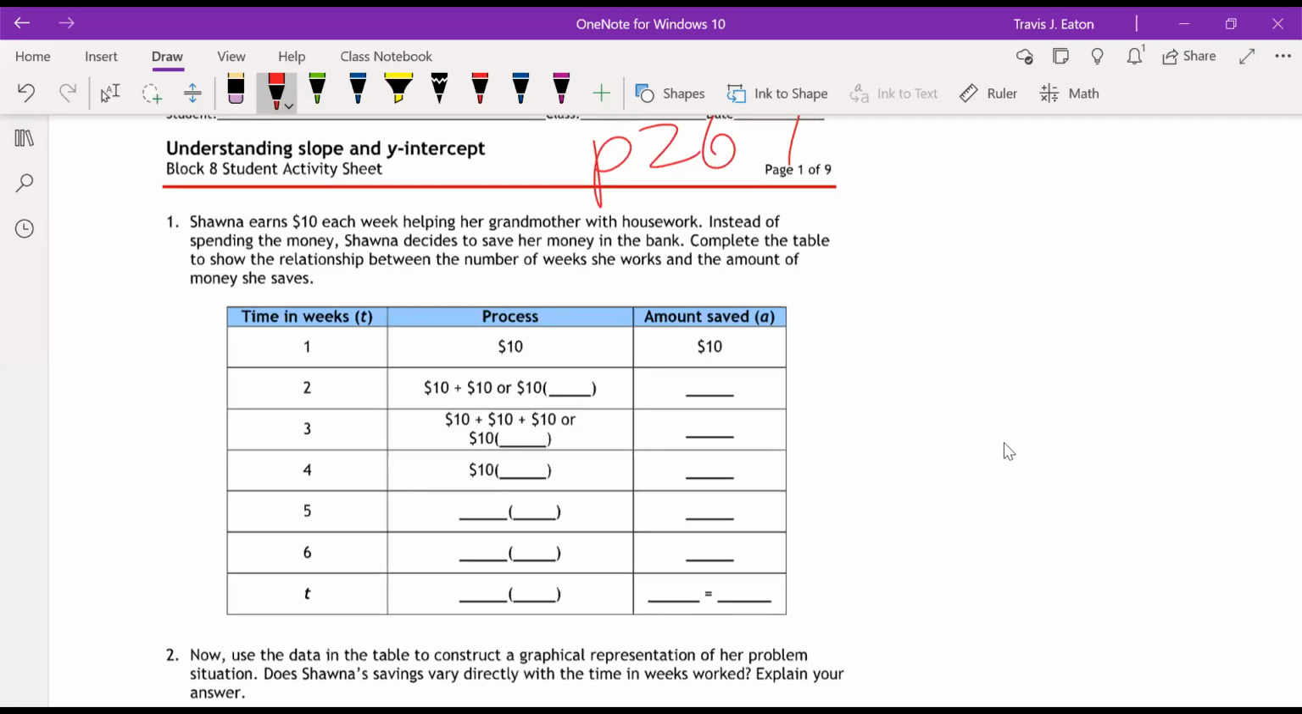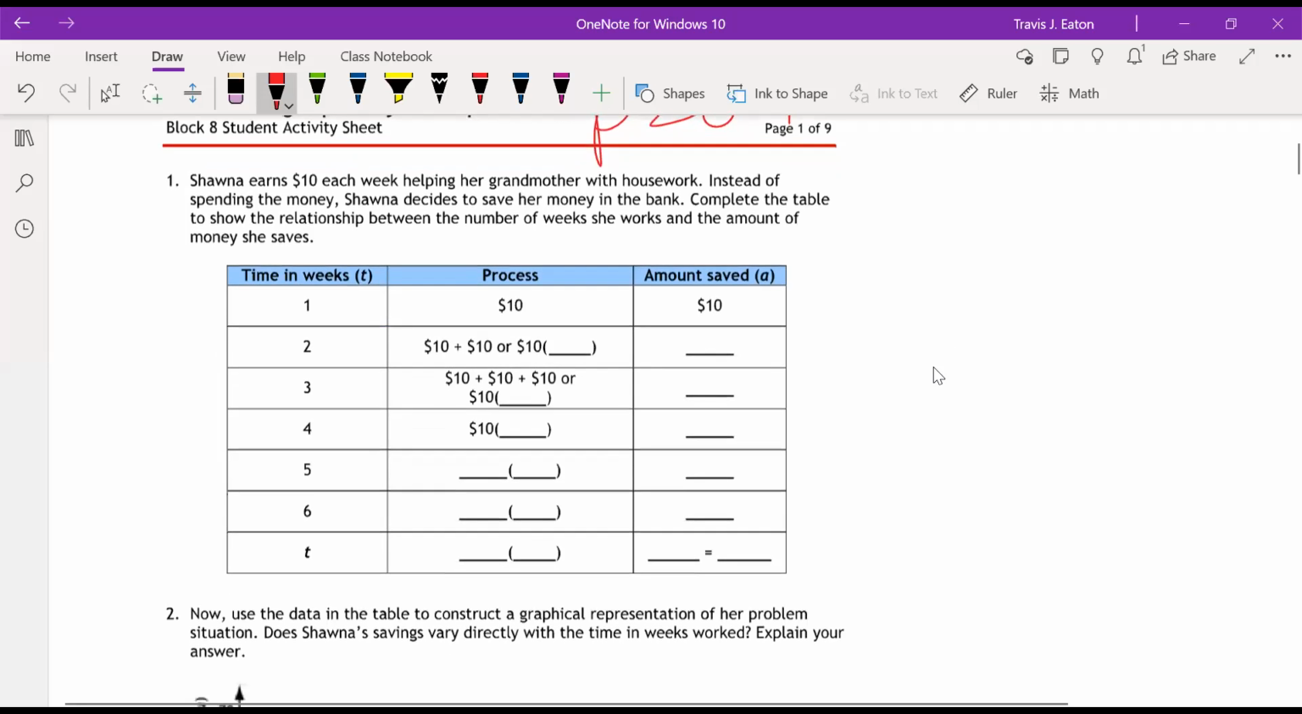What a nice, responsible young lady. Complete the table to show the relationship between the number of weeks she worked and the amount of money that she saves. Okay, so in week 1, of course, it's $10 and the amount that she saved is $10. And then in week 2, it would be $10 plus $10, or put more simply, $10 times 2, right? Which gives Shauna a total of $20.